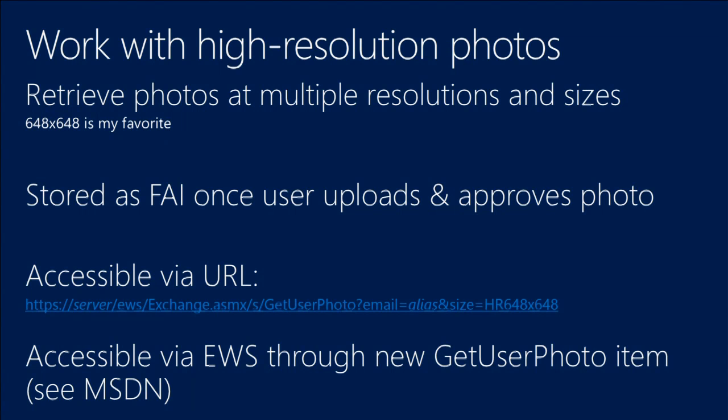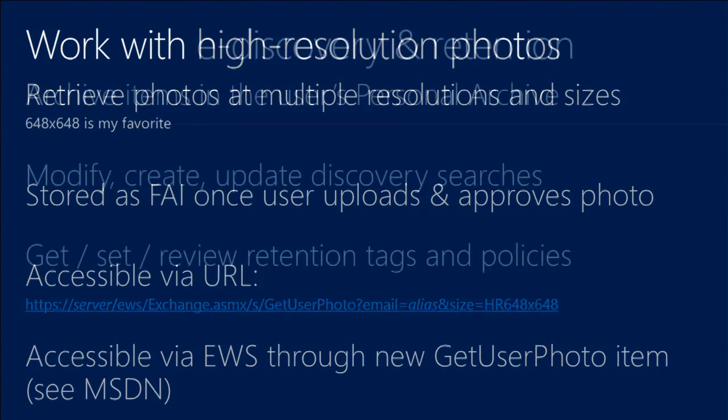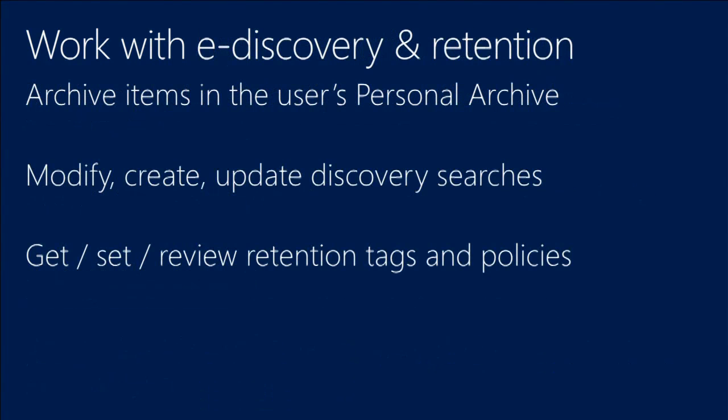You can get it directly in your code in one of two ways. One is that you can get it by using this URL, or you can use EWS. There's a new command called get user photo, where you specify the user you want and the resolution you want, and you get back either a PNG or JPEG of the data.